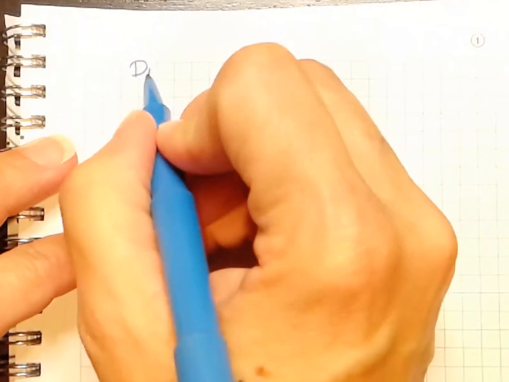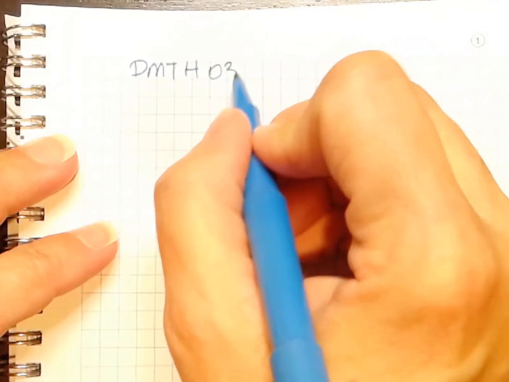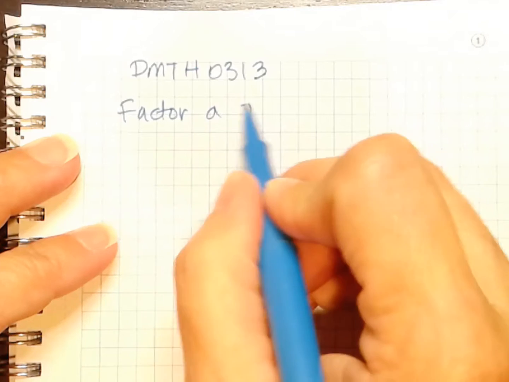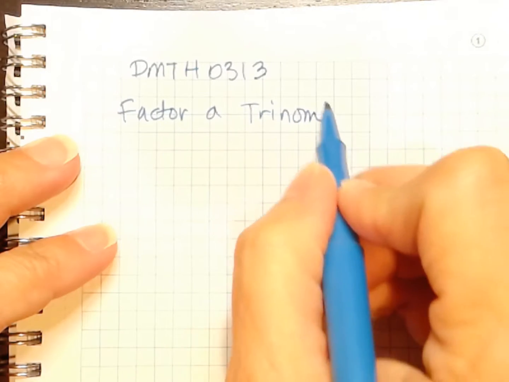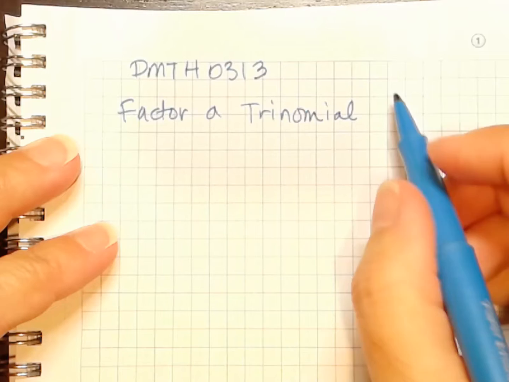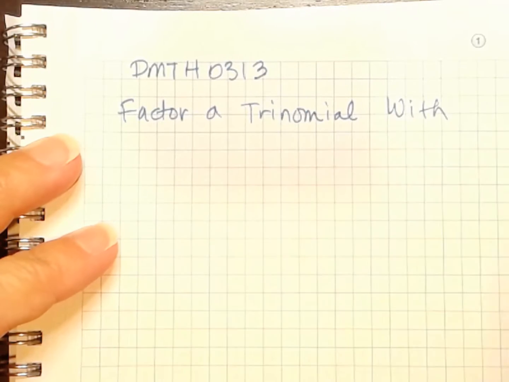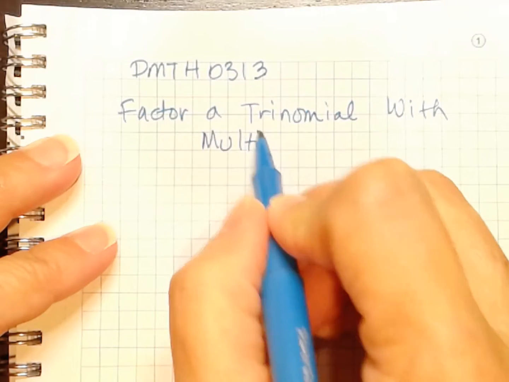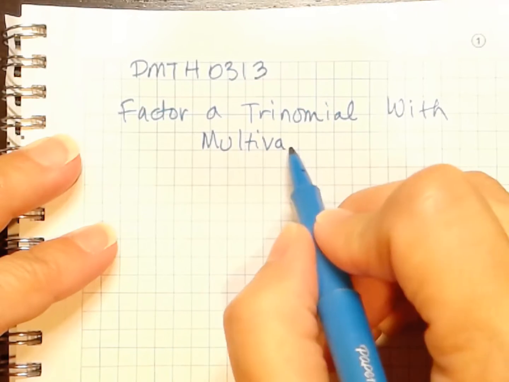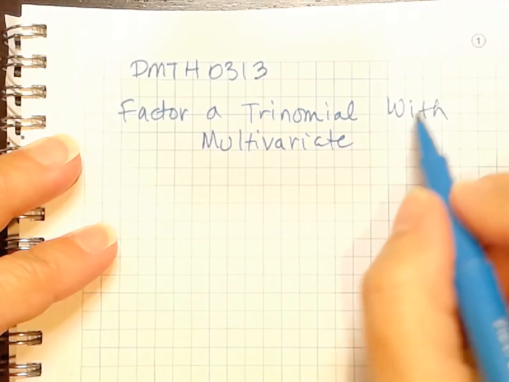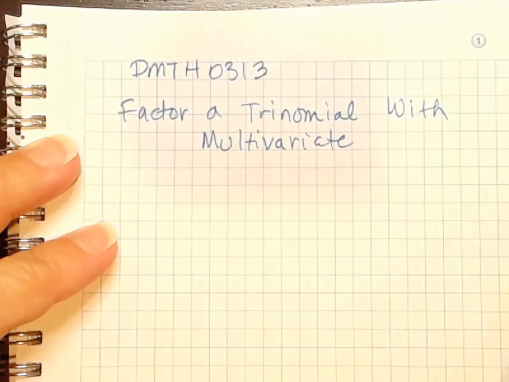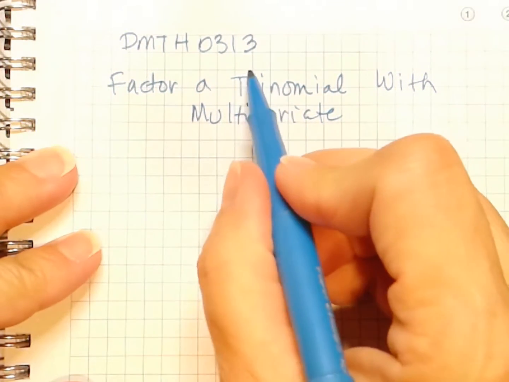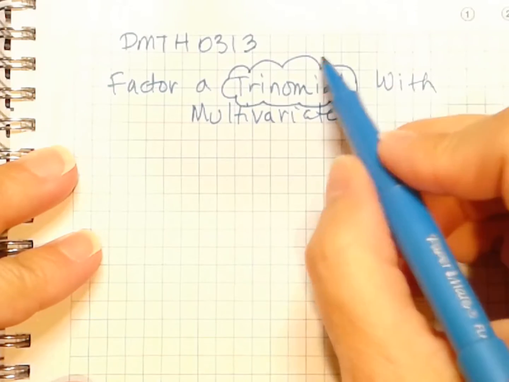Okay, so in this video, I'm going to show you how to factor a trinomial with multivariate factors. That means I'm going to have two variables, either an x and a y or an a and a b or something like that. Like I said earlier in a previous video, if I'm factoring a trinomial, I'm going to use that box method.